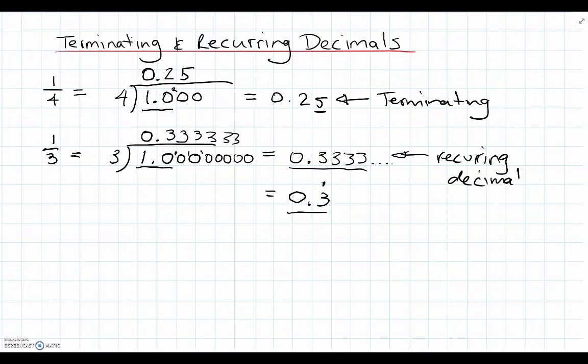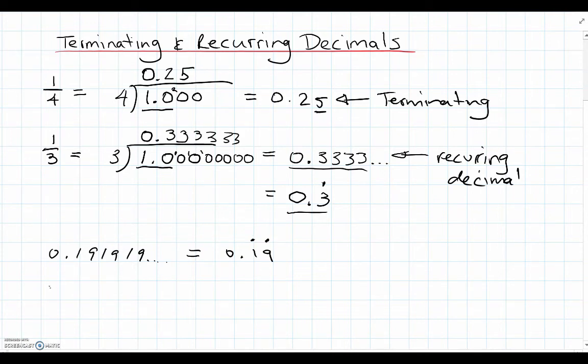Now, what happens if different numbers recur? For example, what if I had the number 0.191919? So I've got these numbers that are repeating, but I've got 2 numbers that are repeating this time. Well, the way we write that is we start off with a 0.19, and those numbers are being repeated. And what I do is I put a little dot above the first number and a dot above the last number that is being repeated. So in this case, 0.191919 being repeated is 0.19 just with a dot above the 1 and a dot above the 9.